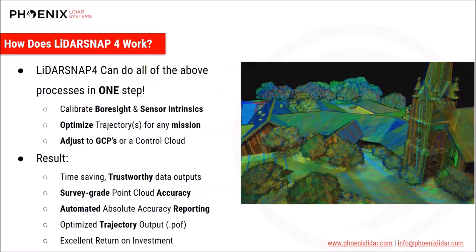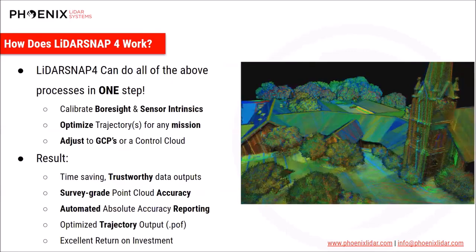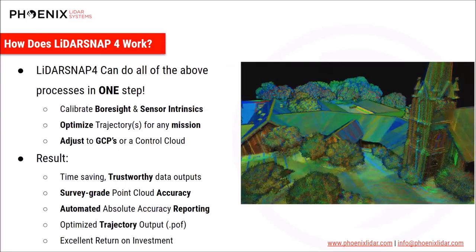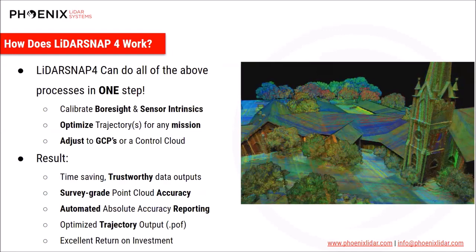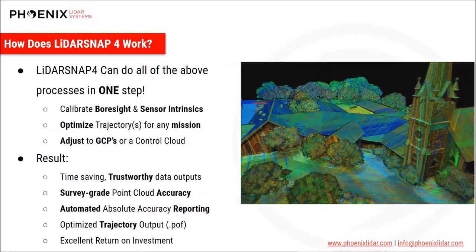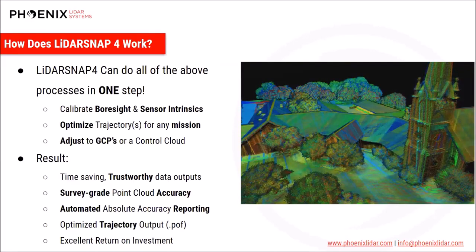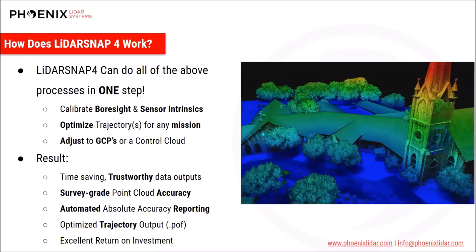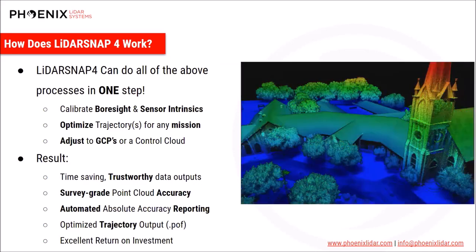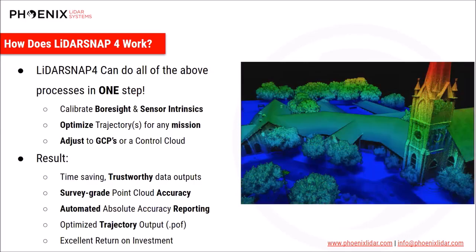So as I let the cat out of the bag, LiDARSnap 4 can do all of these processes above in one step, from calibrating boresight and sensor intrinsics, optimizing trajectory or trajectories, and adjusting to ground control points, or even a control cloud if you had a reference cloud that you needed to match to. LiDARSnap 4 does all of this in one dialog, in any multitude of stacked steps, or simply one at a time if that's what the user desires.